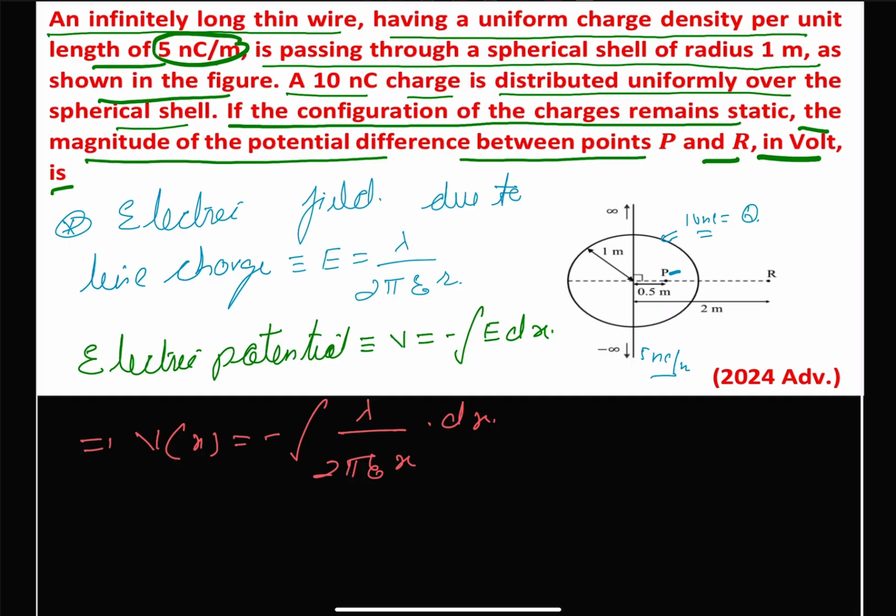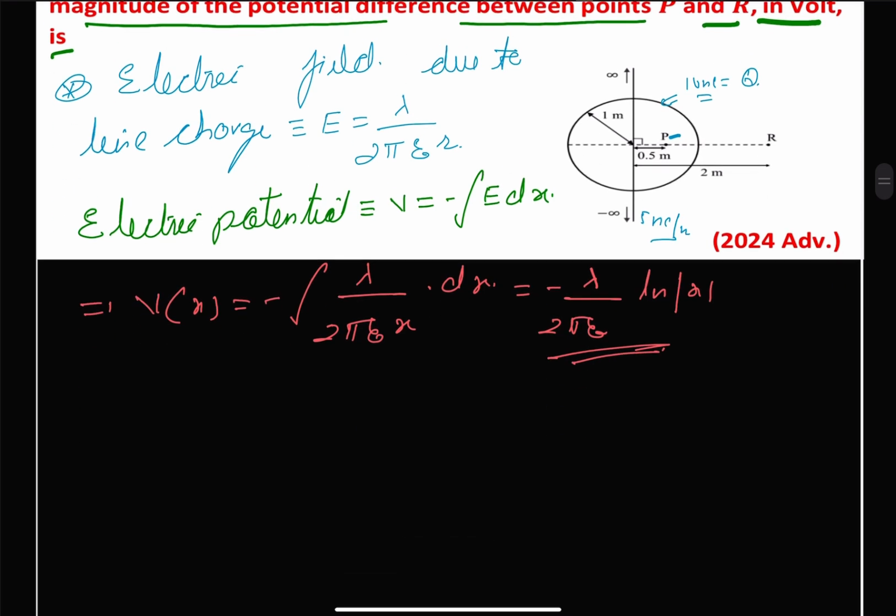And from here this comes as minus lambda upon 2 pi epsilon naught. Its integration will give us natural log of x. So we have 2 points P and R. We are going to find the potential difference due to the wire for points P and R. So you can say potential difference due to wire.